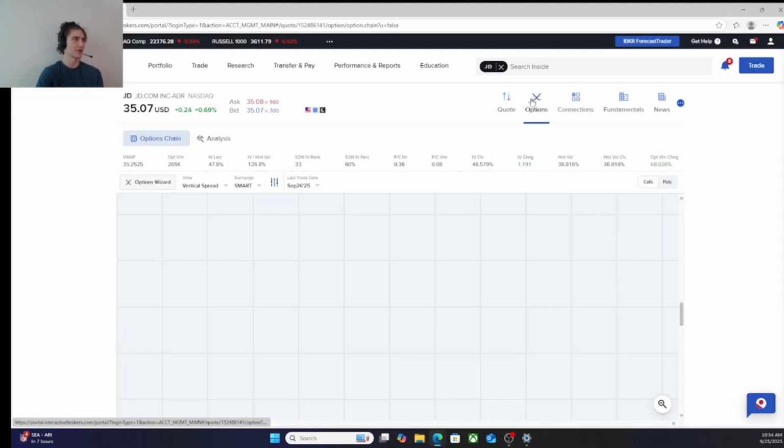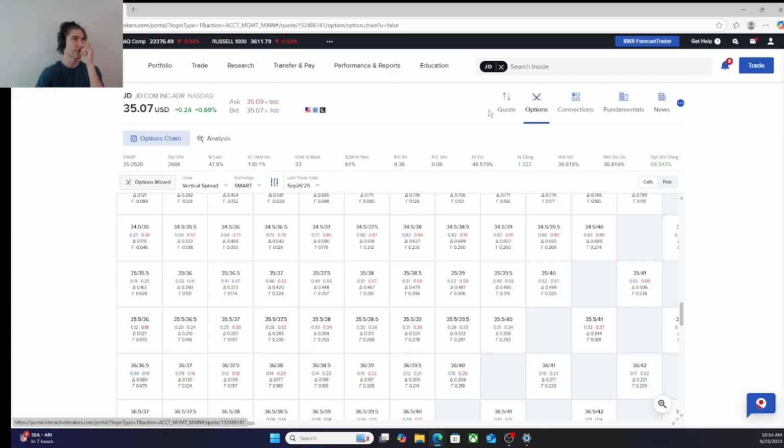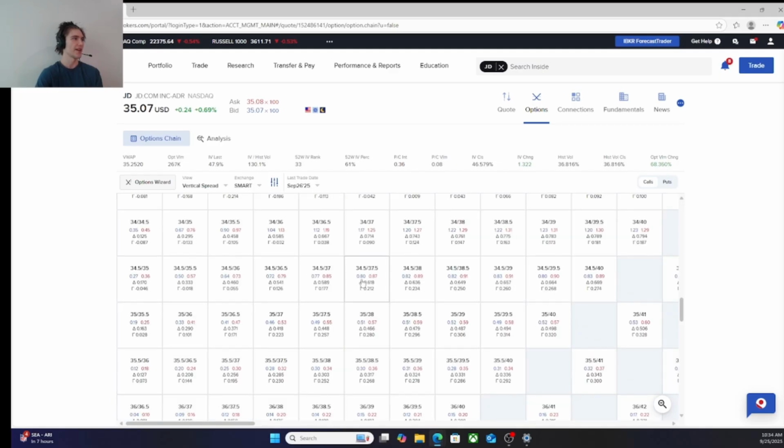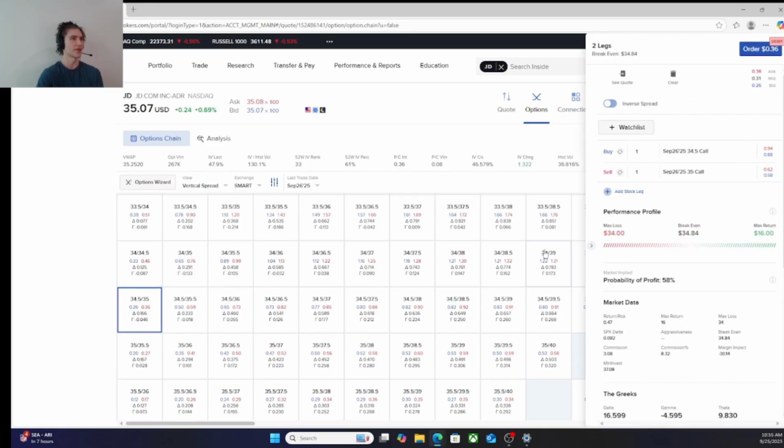So we're going to click over to the options, and I already have it clicked on vertical spreads. You'll see here we have calls and puts, calendar spreads, vertical spreads, diagonal spreads. We are going to want vertical spreads here, and I am looking, once it loads back in, at probably around a 34.5, 35. So just a 50-cent change here, which is moderate, I would say, for a company this size. So let's check out these 34.5 and 35.